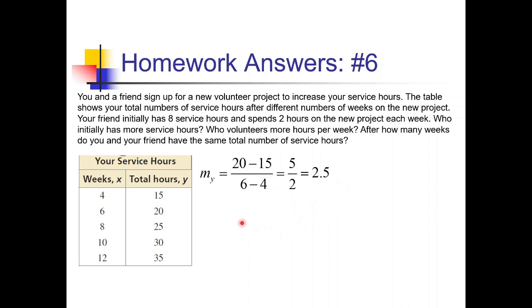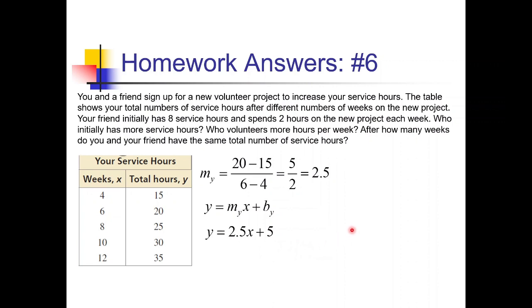Now for the equation here, using y equals mx plus b, we've got a slope of 2.5, but we don't know how many hours we had at week 0. So what we're going to do is use our slope to work backwards. So if we go backwards by 2.5, 4 weeks, 4 times 2.5 would take us 10 hours back in time. So that would mean you would be starting with 5 hours for your initial number of hours. So we can then write for our equation y equals 2.5x plus 5. And this equation will come in handy later on anyway.